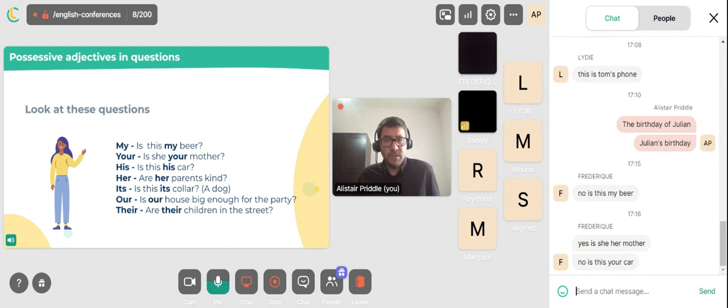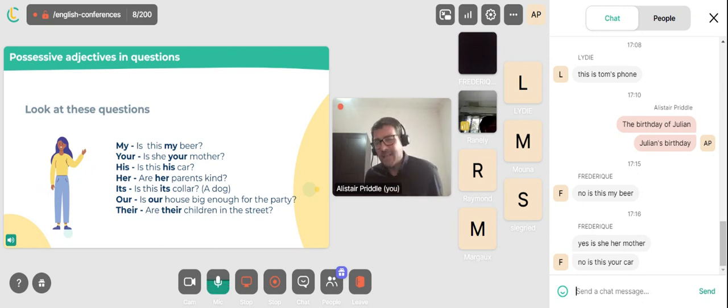Okay, so for example, is this your mother? We could say, yes, this is my mother. Or no, this is not my mother. Is this his car? Yes, this is his car. No, this isn't his car. Are her parents kind? Yes, her parents are kind. Or no, her parents aren't kind. Is this its collar? Yes, it is its collar. Or no, it isn't its collar.